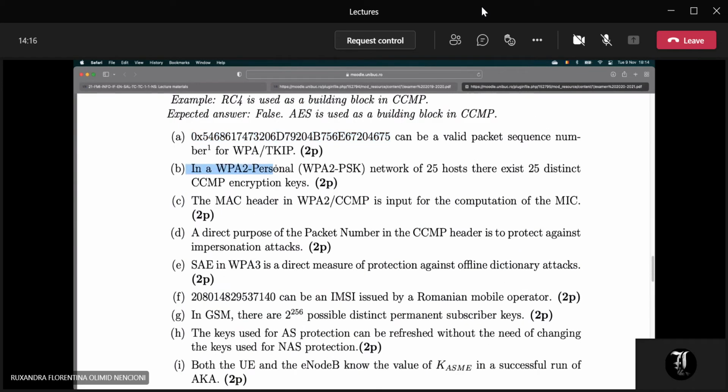In a WPA2 personal network of 25 hosts, there exist 25 distinct CCMP encryption keys.